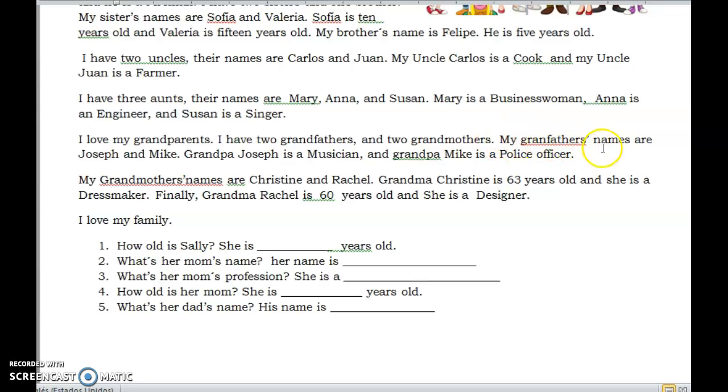My grandfathers' names are Joseph and Mike. Grandpa Joseph is a musician, and Grandpa Mike is a police officer. My grandmothers' names are Christine and Rachel. Grandma Christine is 63 years old, and she is a dressmaker. Finally, Grandma Rachel is 60 years old and she is a designer.